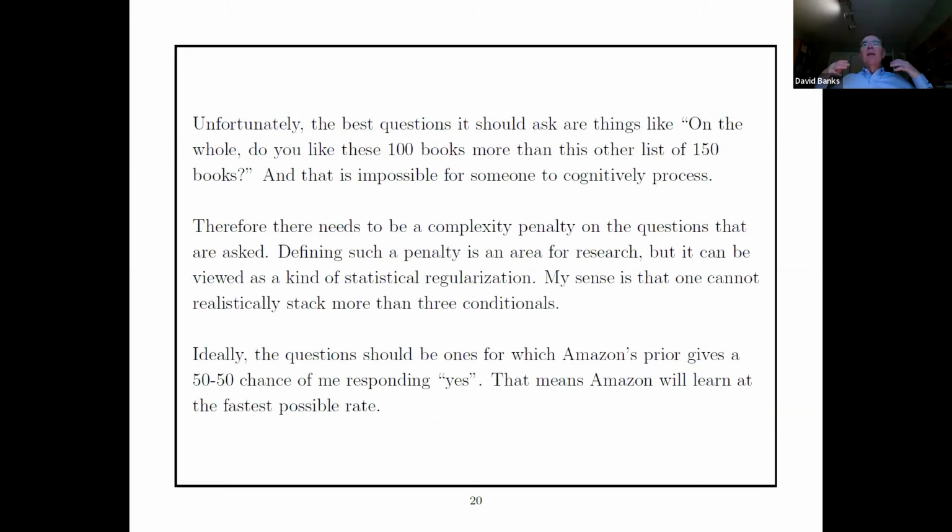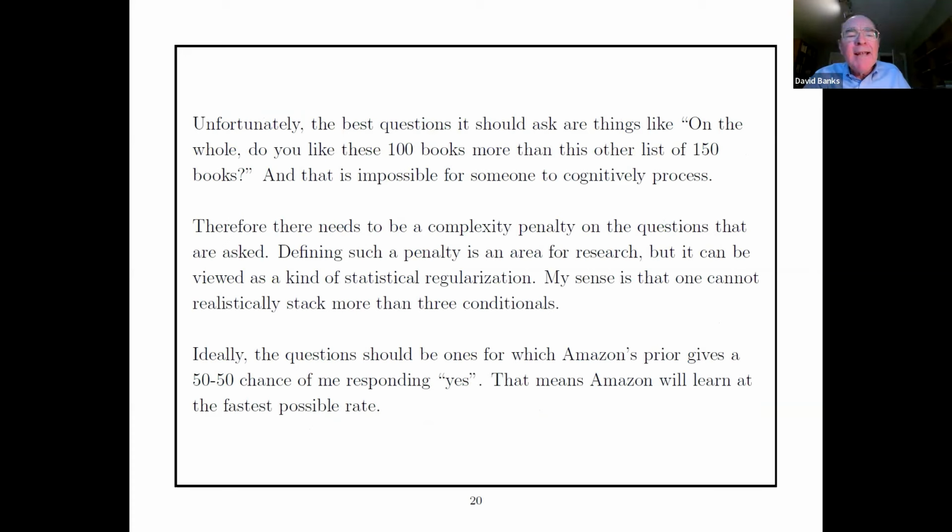Unfortunately, the question that is most likely to have a 50-50 chance of me saying yes or no is something that I cannot think about. It's, on the whole, do I like these 100 books more than I like this other list of 150 books, which I cannot cognitively process. So Amazon is going to need to put a complexity penalty on the questions that it asks. And defining such a penalty is a challenge.